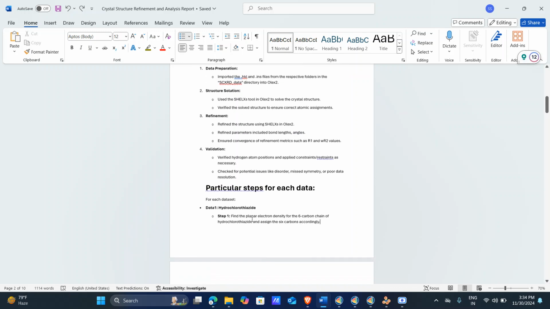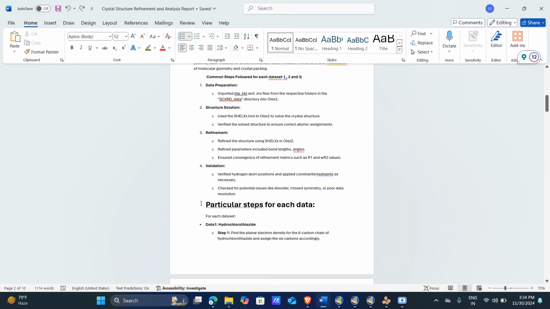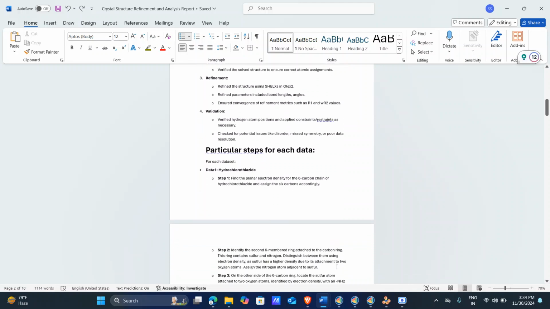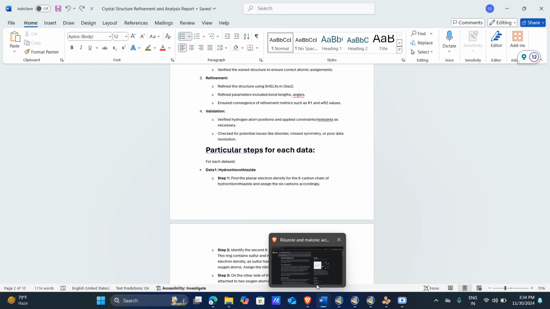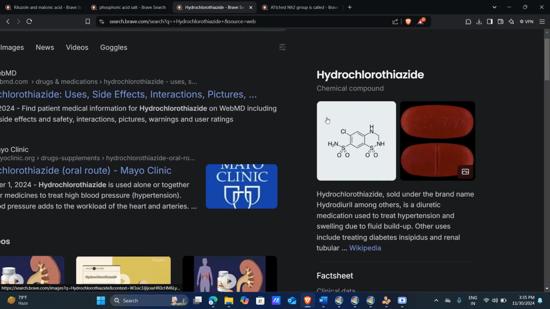So these are some general instructions for all the given data sets. Now we are moving to particular steps for each data set. The first structure we are given is of hydrochlorothiazide. So this is the structure of hydrochlorothiazide. Based on this, we are given the electron density from the data. We will try to draw this structure and get the atoms from the electron density data.